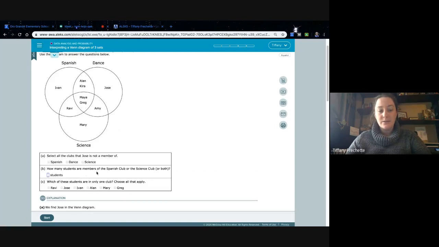How many students are members of Spanish club or science club or both? So I would go Spanish and science. Spanish is this first bubble, science is the bottom bubble. So they can be Spanish, science, or both. So that would be all 3 of these students, because Marie's in science, Ivan's in Spanish, Ravi's in both.